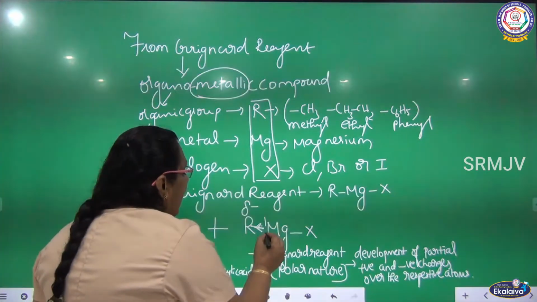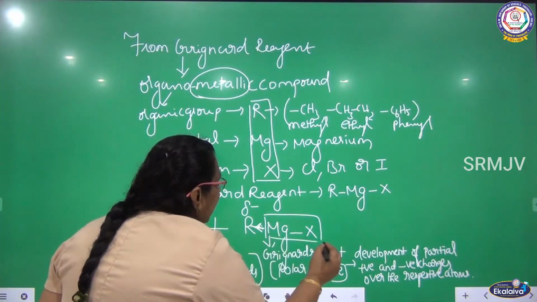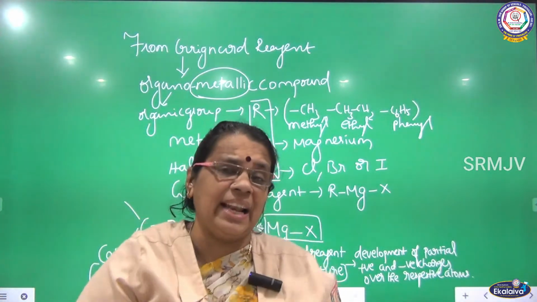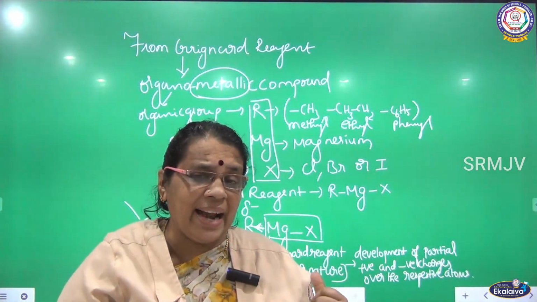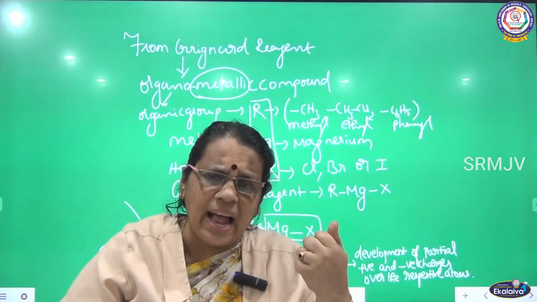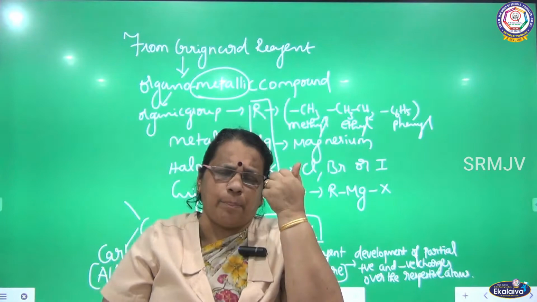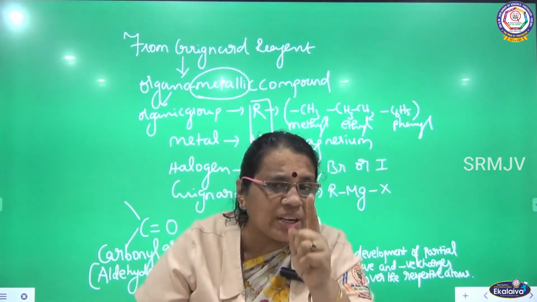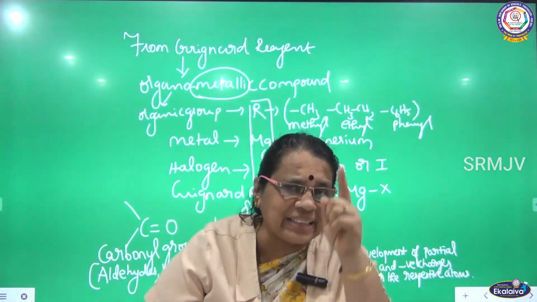As a result, what will happen to this group? It is losing the electron pair. So MgX is losing the electron pair. On the other hand, R is gaining the electron pair. Whenever any atom gains the electron pair, it will have a partial negative charge. So partially the electron pair is gained.